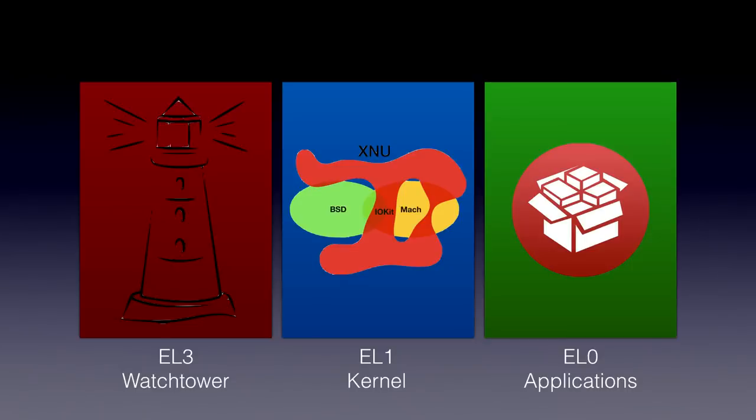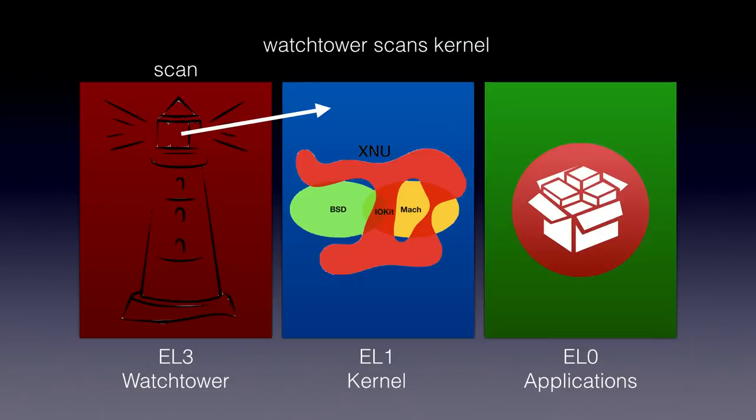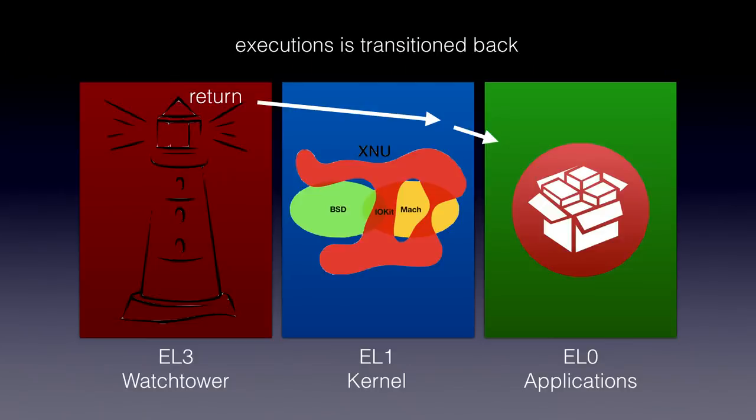So how KPP works. An event occurs from time to time, which comes from user space. For example, JavaScript makes heavy use of floating points. The event would then go to the kernel, and the kernel would then trigger Watchtower as it tries to enable the FPU. Watchtower would scan the kernel, and then if everything is fine, it would transition execution back into the kernel, which then in turn would transition back into user space, which can then use the FPU.